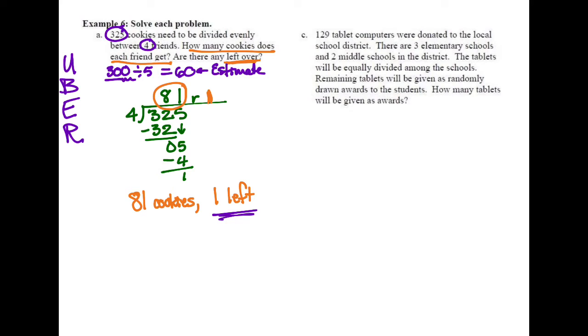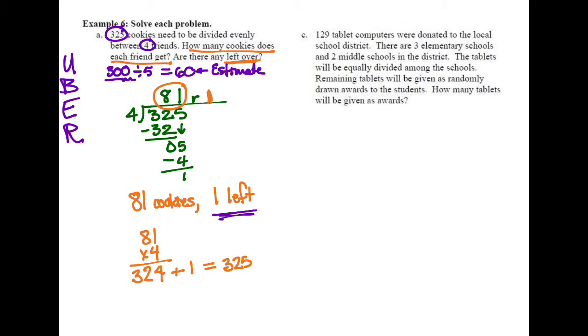Okay, so 81 times 4 is 324 plus the 1 gives you 325. Okay, that's how you check it. Let me show you, instead of telling you. So we're going to times it by 4 because we had 4 friends, right? Okay, so 4 times 1 is 4. 4 times 8 is 32. And then you add this 1 left, and we get the 325 that we started with.